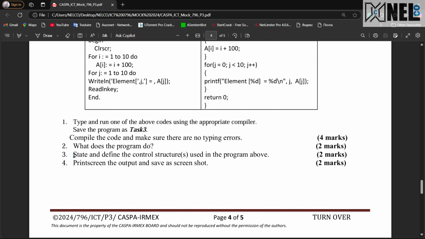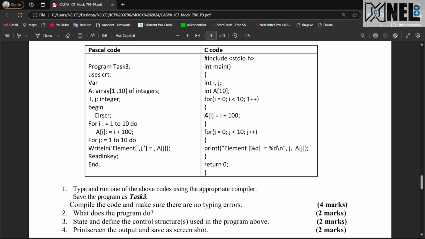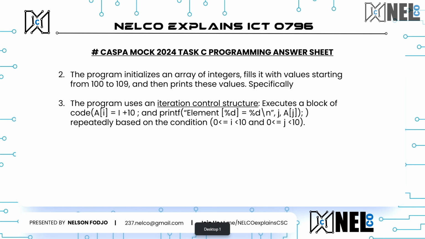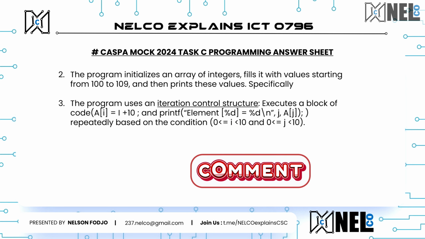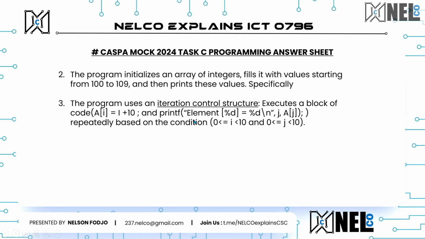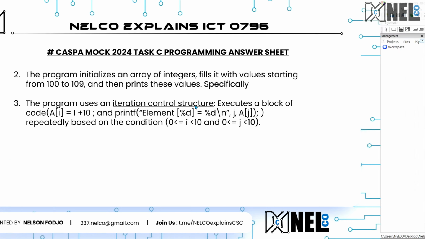Question 3. State and define the control structures used in the program above. When we look at the program, realize that it's a repetition or loop control structure. So we have to define that. We say the program uses an iteration control structure, executes a block of code. You could put the blocks of code here. Block of codes repeatedly based on the condition here, I being between 0 and less than 10, and the J being between 0 and less than 10. So these are the conditions. So we have an iteration control structure, 2 marks. Give the definition and specify.